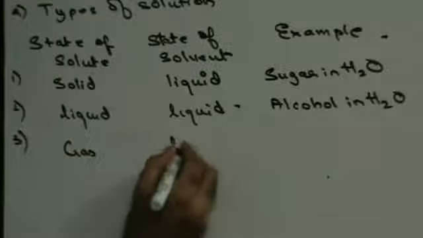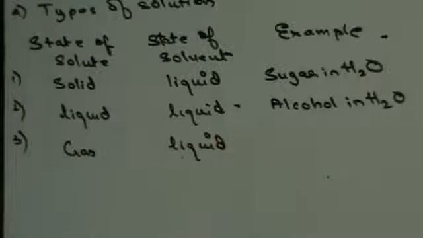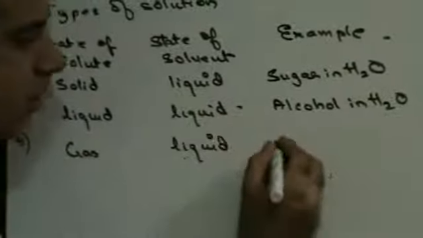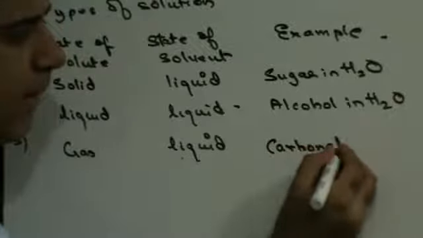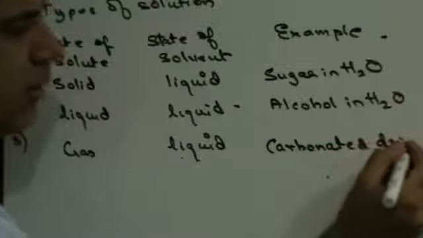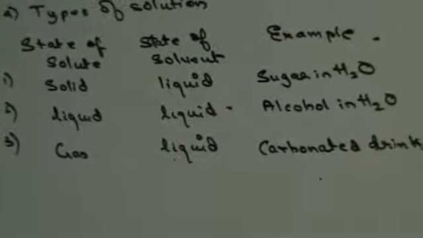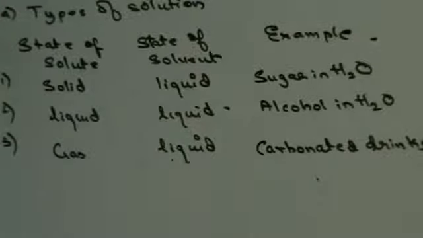Next, you have gas and liquid. Example, all your carbonated drinks, all your soft drinks, as you may say, aerated water, they all have gas, carbon dioxide, in water. So your example would be your carbonated drinks, where the solute is carbon dioxide and the solvent is water. The solute is in gaseous state and the solvent is in liquid state.